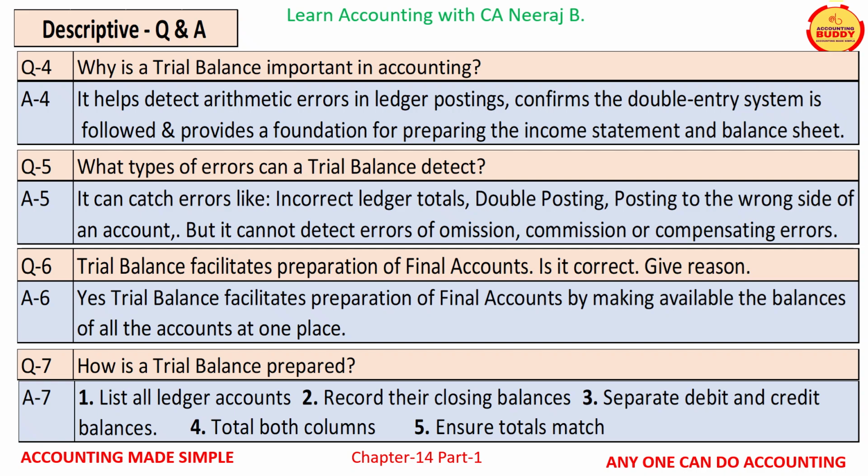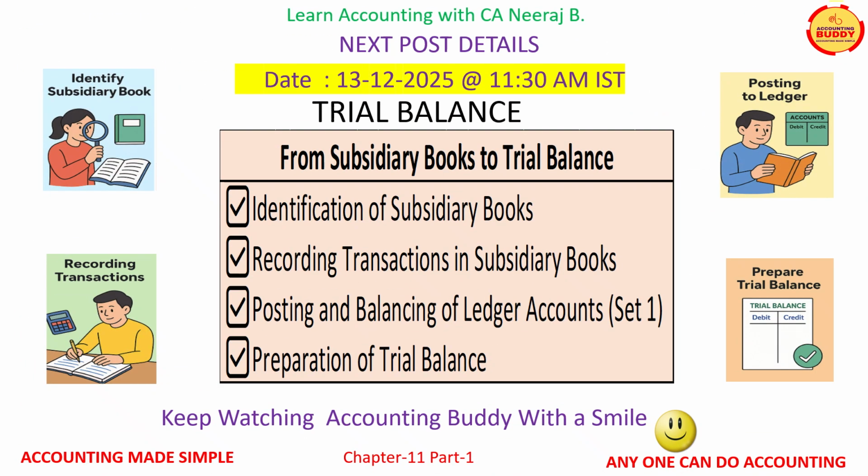In my next lesson on 13 December 2025, we will take a practical journey through the complete accounting cycle from recording business transactions to preparing the trial balance. We begin by identifying the correct subsidiary books, then we will post them and balance the ledger accounts, and finally we'll prepare the trial balance using all ledger balances, ensuring every account is placed on the correct side of the trial balance and the totals tally perfectly.